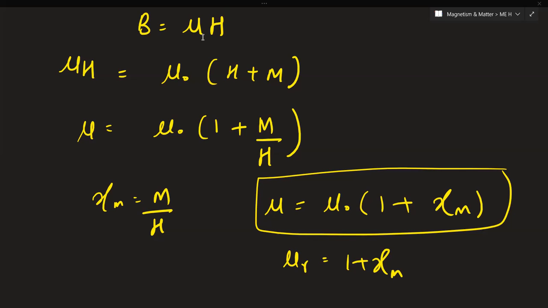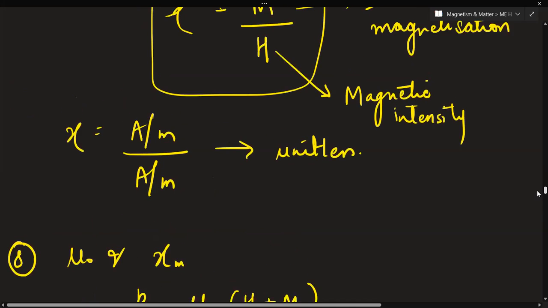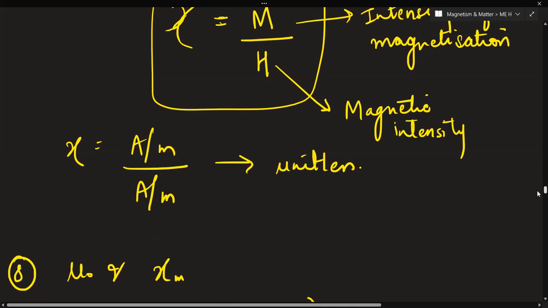Because both of them had the unit ampere multiplied by meter, ampere multiplied by meter in the numerator as well as in the denominator, it got cancelled, so it became a unitless quantity. What did I write near it? Just a second. Unitless. That makes it unitless. No unit.